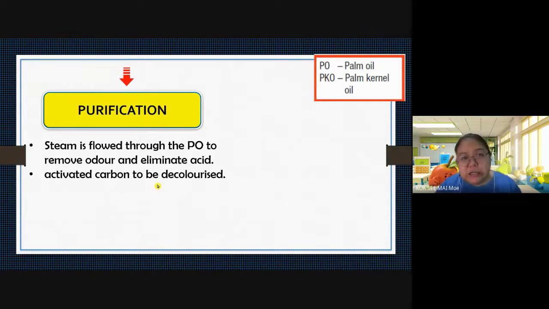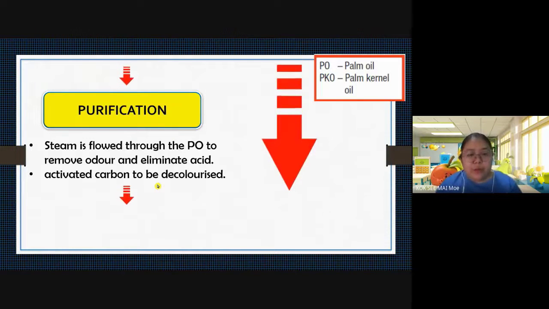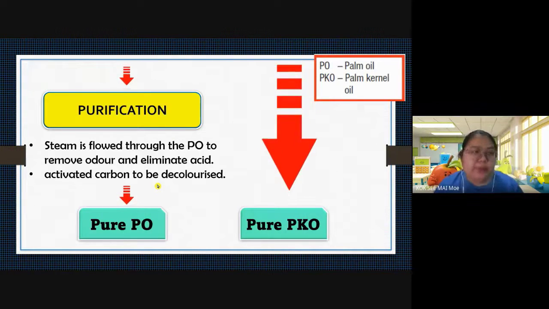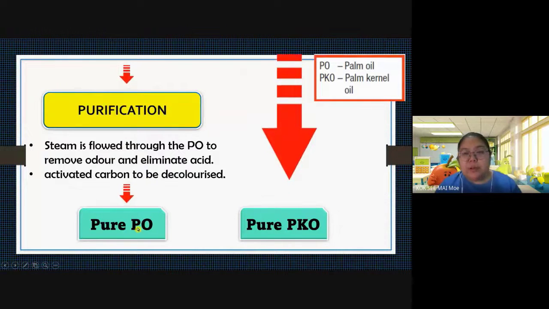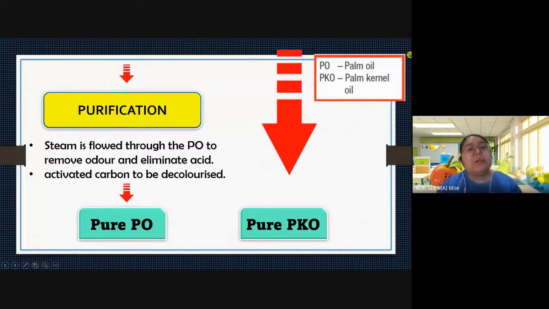For the kernel, as I just mentioned, the kernel is already pure. When it is pure after the filter, that's all. It is already pure. So there's no need to do the purification step. It goes straightforward to produce pure PKO. PKO, from here I explain for you, is palm kernel oil. Then this one, after the purification, they produce pure PO. That's palm oil. So this one is a process.